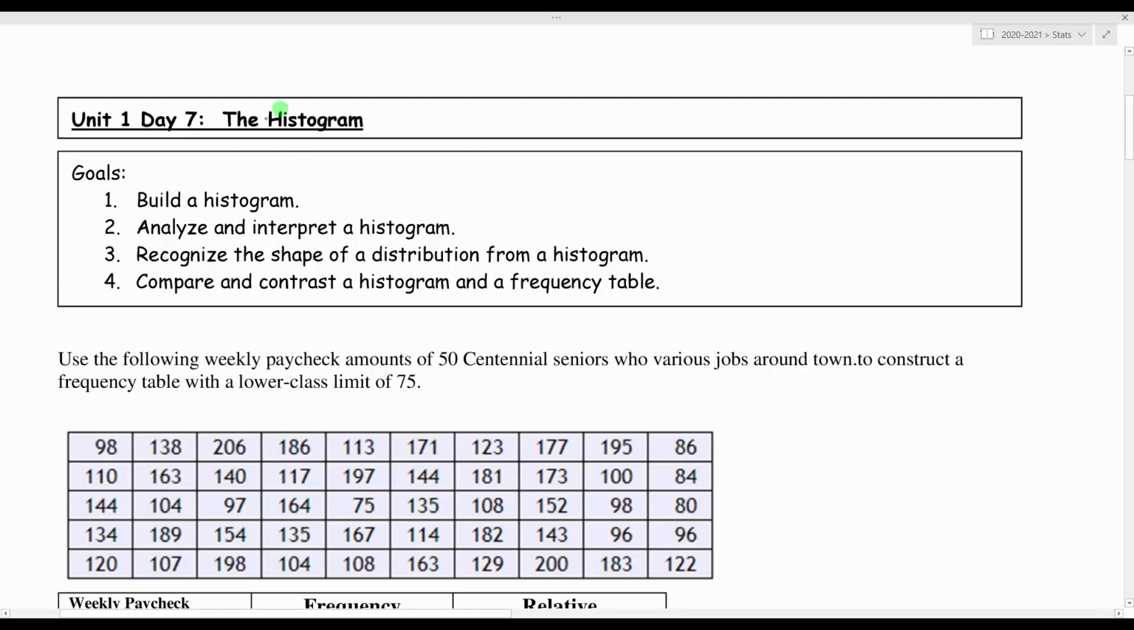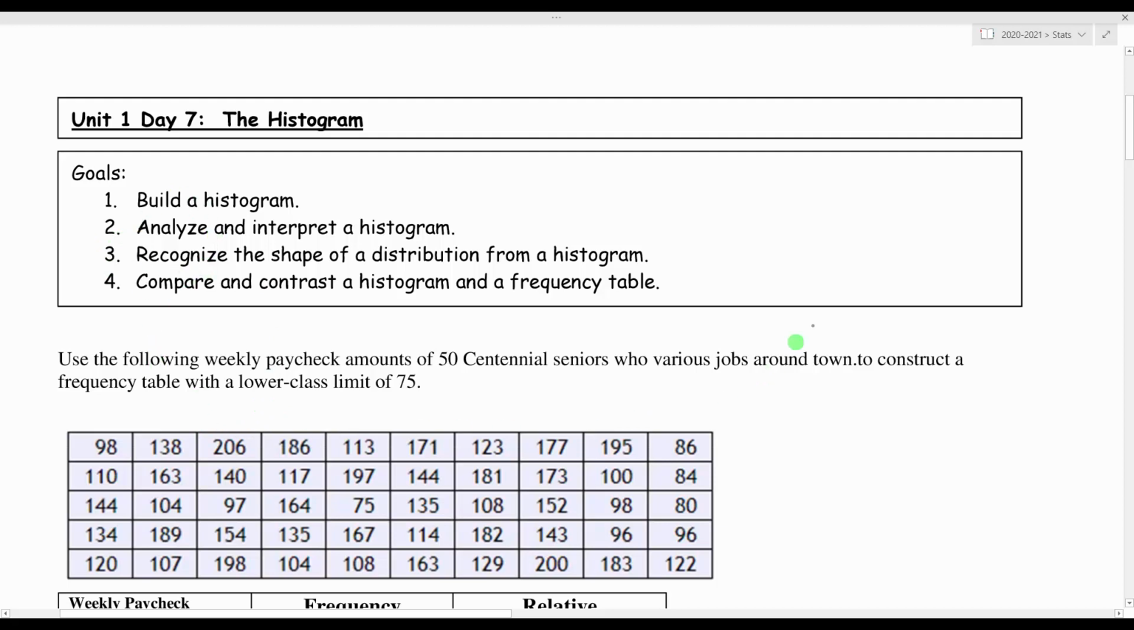Today we're going to talk about the histogram. So our goals today, we want to learn how to build a histogram, then we want to learn how to analyze and interpret a histogram, and then we want to recognize the shape of a distribution from a histogram, and then we're going to compare and contrast a histogram and a frequency table. All right, so these are our main goals for today.